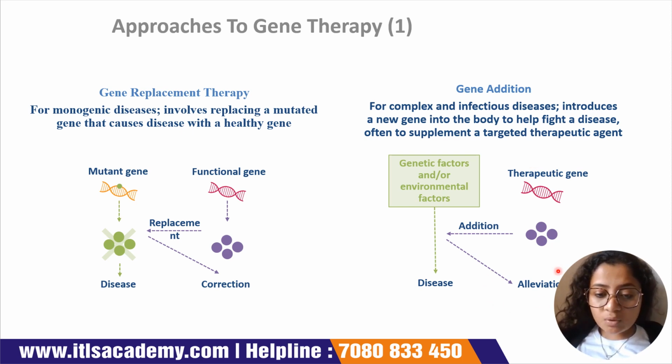Okay, so here what is happening, this is the therapeutic gene, and we are adding this therapeutic gene to combat the disease or to alleviate the disease. Alleviate means to prevent or to manage the disease. So here different genetic and environmental factors will be involved, which will be causing the disease. So if we can add a therapeutic gene, that can help with the alleviation of that particular disease.